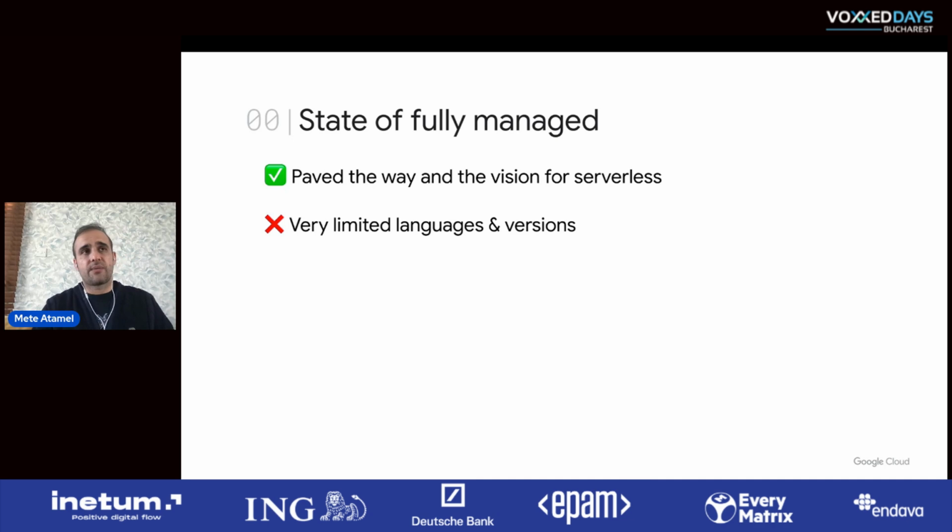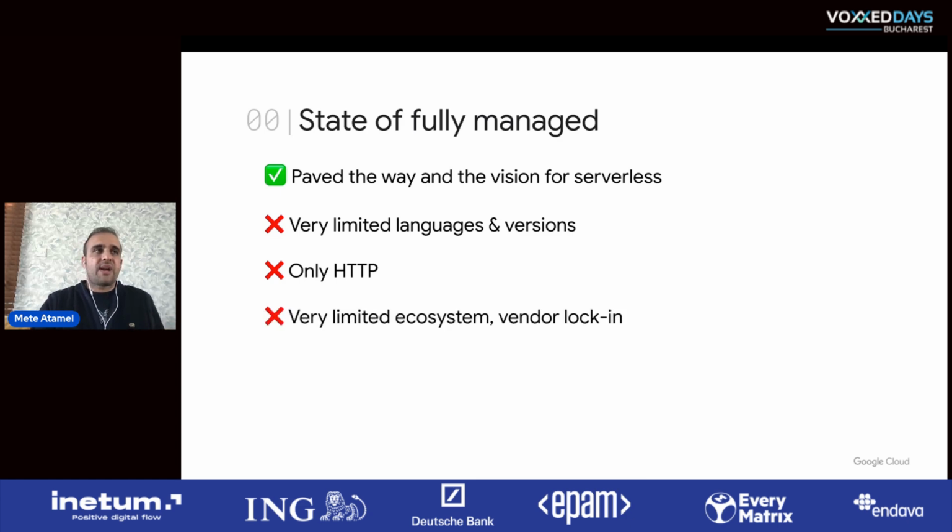But the problem was it was very limited in terms of languages and versions. It started with Python, and I think later we added Java. But they were very restricted versions of these languages, and versions of these languages. It was mostly geared towards web applications, so you could only talk HTTP. So if you had to do anything else, it wasn't possible. It was a very limited ecosystem.